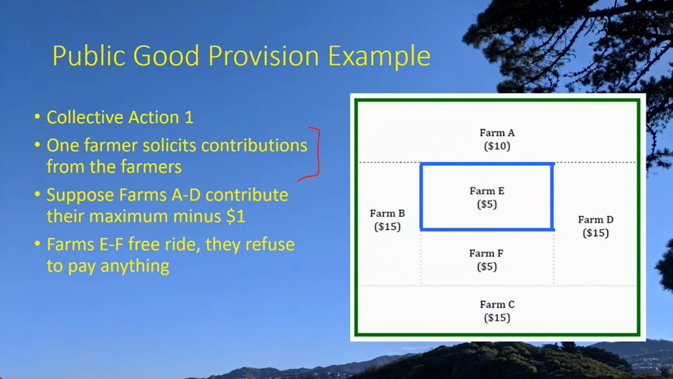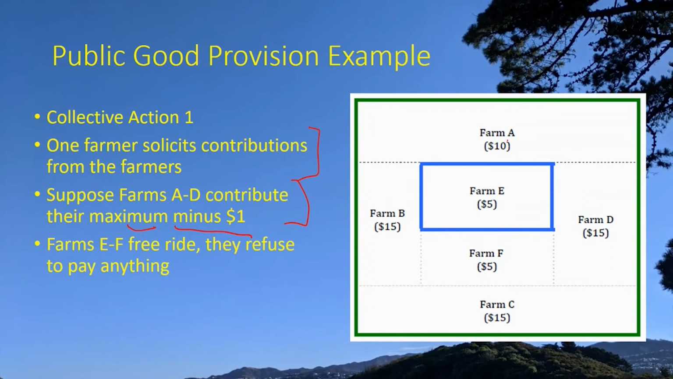And one farmer takes it upon themselves to solicit contributions from the farmers. They go around and say, would you be willing to pay for a wall? How much? What can I get your support? And so forth and so on. And suppose farmers A to D each contribute their maximum amount minus $1. I'm making up this story just to have some substance to talk about, okay?